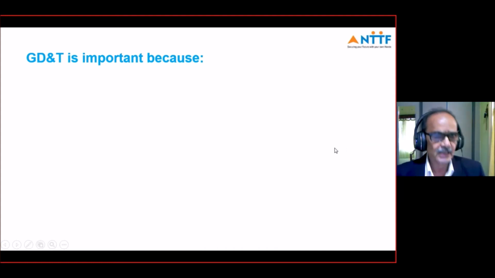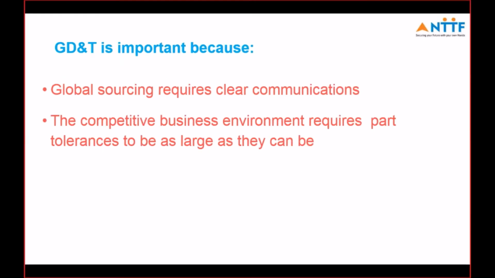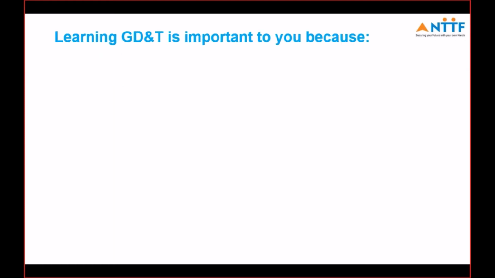GD&T is very important because global sourcing requires clear communications. The competitive business environment requires part tolerances to be as large as can be because of the cost. Tight timing for product release requires product problems to be identified and resolved on paper before the hardware is built. On the paper itself, before releasing to production, you can analyze and find out the defects in the design, correct it, and then quickly release the drawing to production.